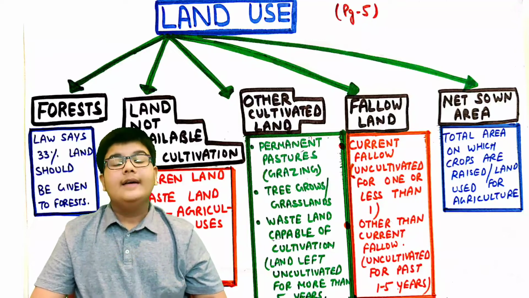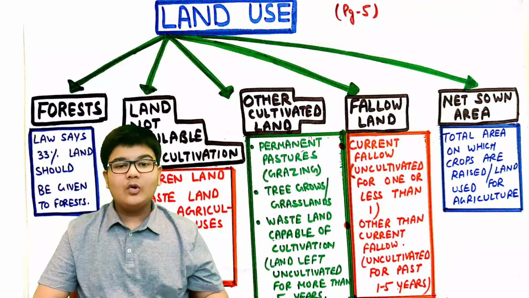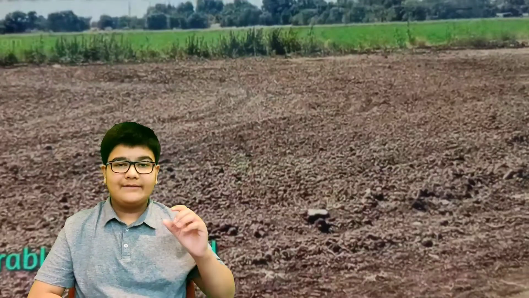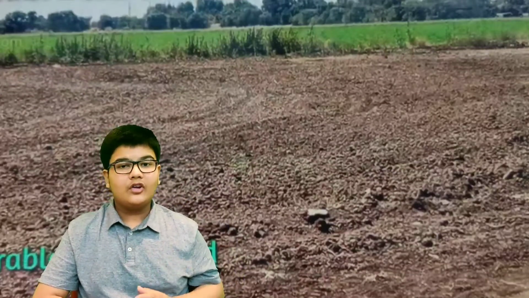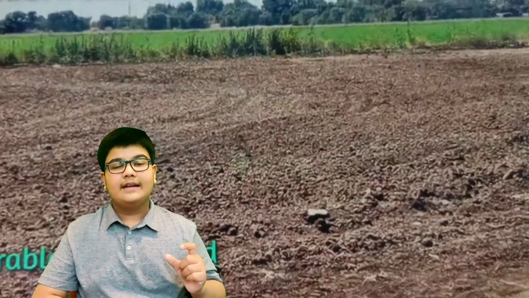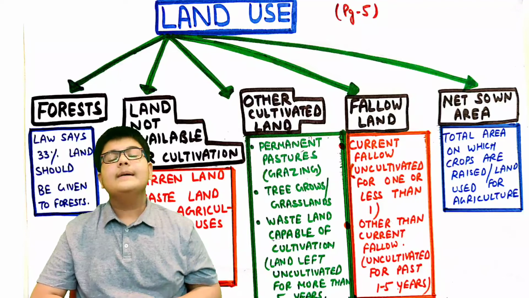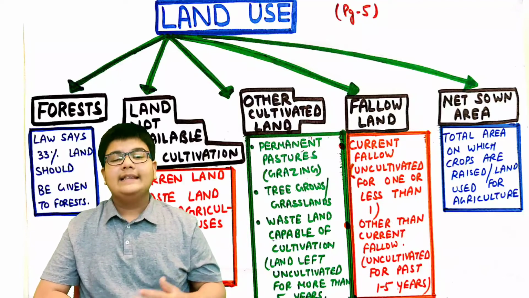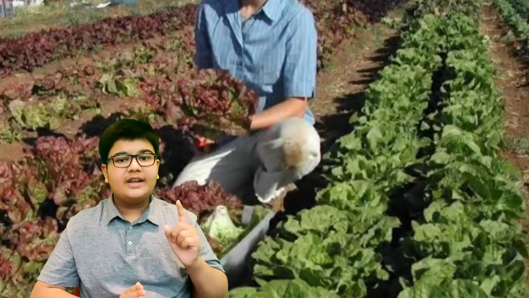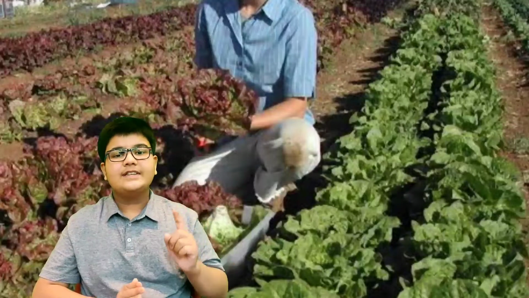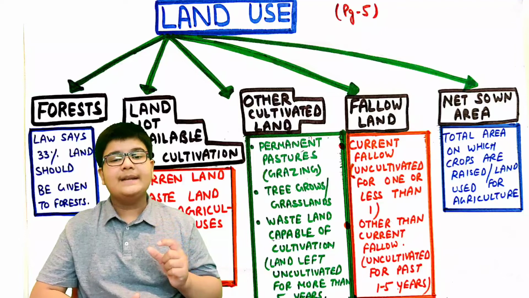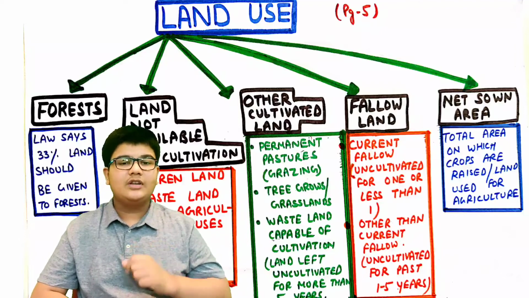Fourth, fallow land. This is of two types. Current fallow, which includes agriculturable land which has been left uncultivated for 1 or less years, and other than current fallow, which includes uncultivated land which has been left uncultivated for the past 1 to 5 years. And then there is net sown area. This is the total area in a particular year on which the crops are raised. So this is basically the land which has been dedicated to agriculture in a particular year.